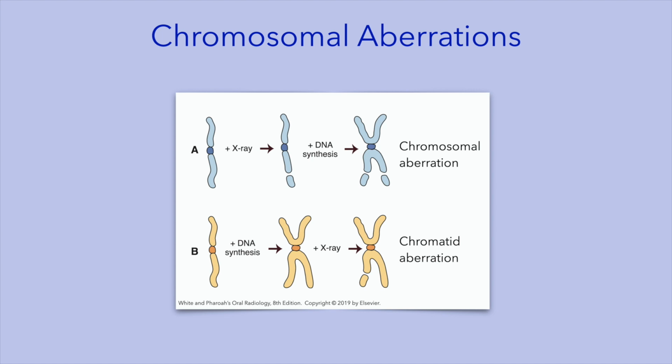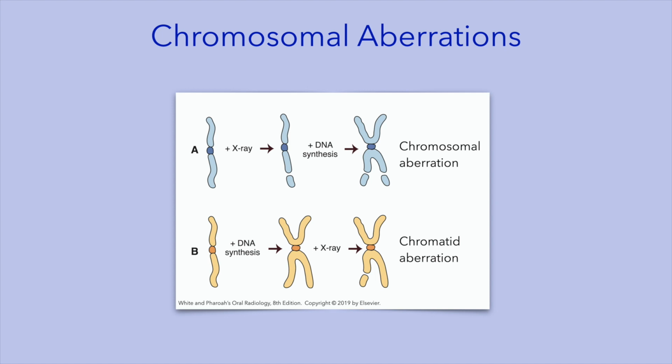Now let's consider DNA strand breaks that occur prior to chromosomal duplication, that is, in the G1 or in the early S phase of the cell cycle. In this case, the damage is replicated and both sister chromatids will carry the damage. This aberration is called a chromosome aberration. Next, let's consider irradiation after chromosomal duplication.